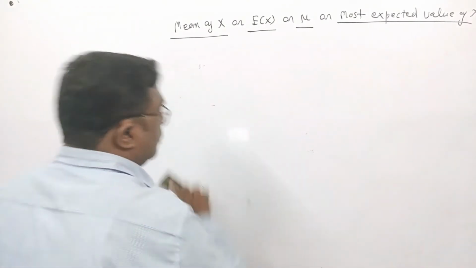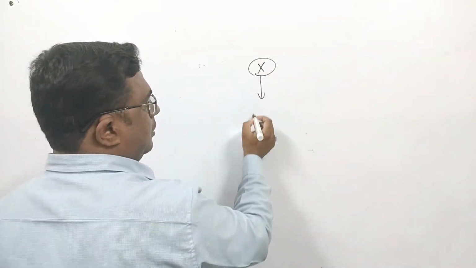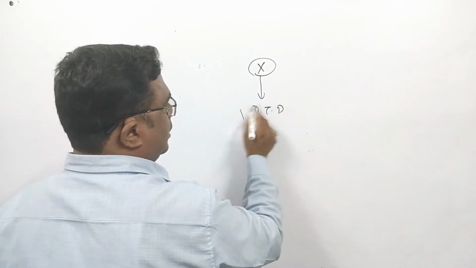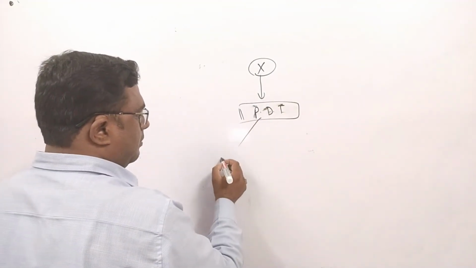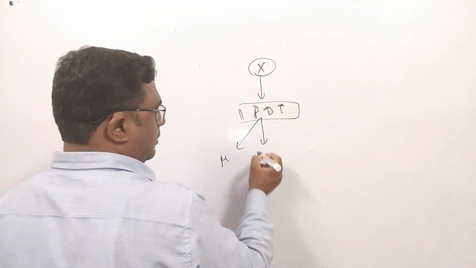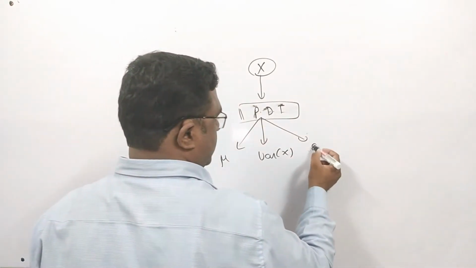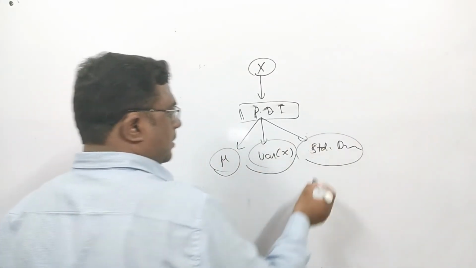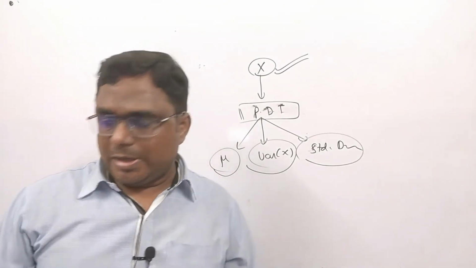So first of all, we understood random variable. With the help of random variable, we have to make a probability distribution table, PDT, and with the help of the probability distribution table, you can obtain mean, you can obtain variance of X, and you can also obtain standard deviation. So all these three topics are based on the random variable X. Now let us come to our next topic.